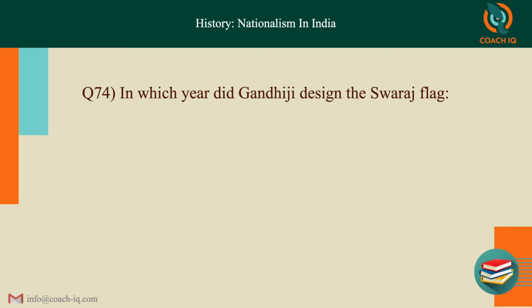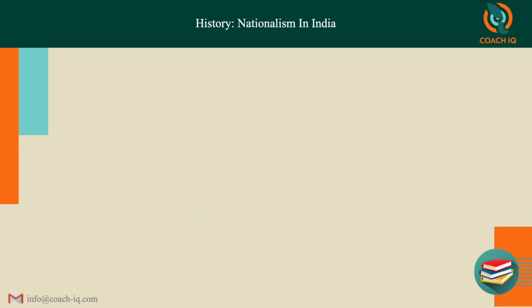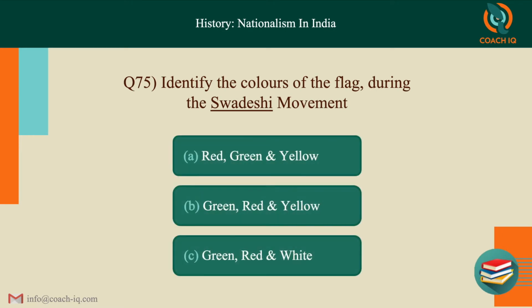In which year did Gandhiji design the Swaraj Flag? It is 1921. Identify the colors of the flag during the Swadeshi Movement. Again, three options. It's red, green and yellow. It has to be in this order, okay?